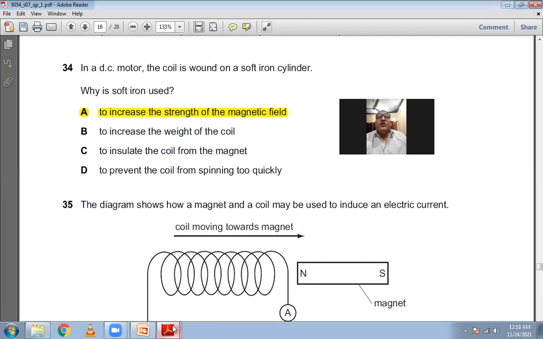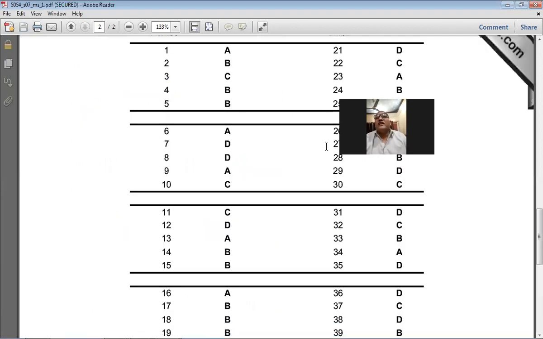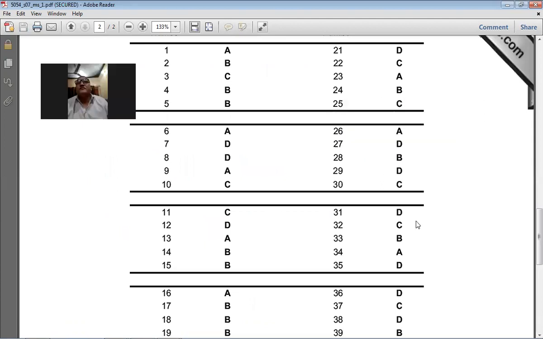Question number 34, I think A is the right option. So let's check question number 34. A is the right option, sir.